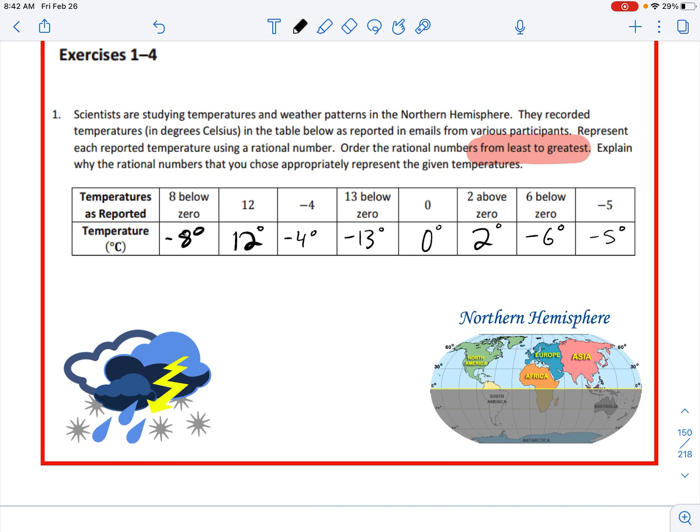You should have paused the video, okay? And we're going to go ahead and order these from least to greatest. So we have negative 13, negative 8, negative 6, negative 5, negative 4, 0, 2, and 12. And that's their order from least to greatest.